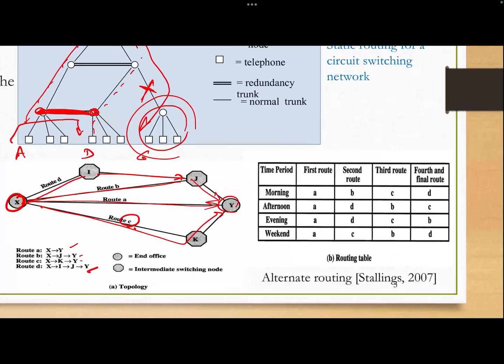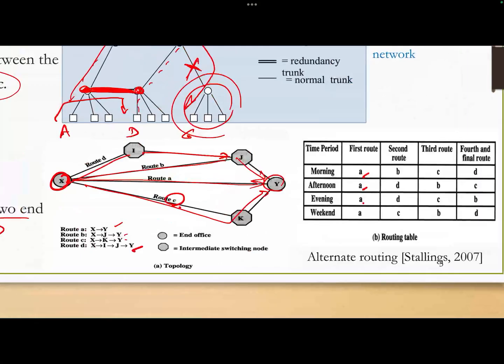So always your first route will be A, but the second route depends on the condition. If it's morning, and A cannot be used, or if it's full, then you select B. But if it's afternoon and evening, then you select D. If it's weekend, you select C. So you can have alternative routes depending on conditions, like maybe the timing.